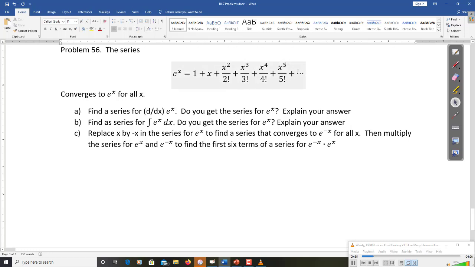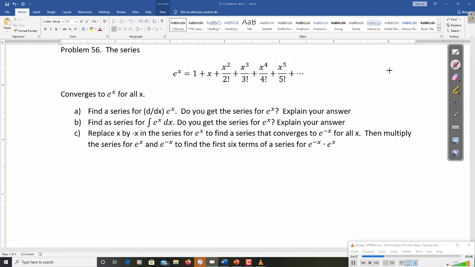Because every time you add on, I mean, 5 factorial, the factorials are going to win, so this is going to be a tinier and tinier value. Smaller and smaller points of accuracy are added as you go, so you can get to a fairly high accuracy by just going a certain number of terms. Find a series for the derivative of e^x. That's easy enough. You just differentiate term by term.